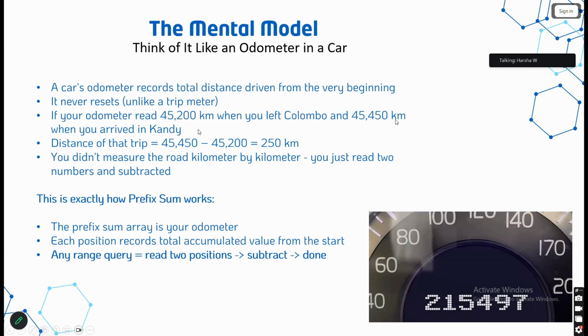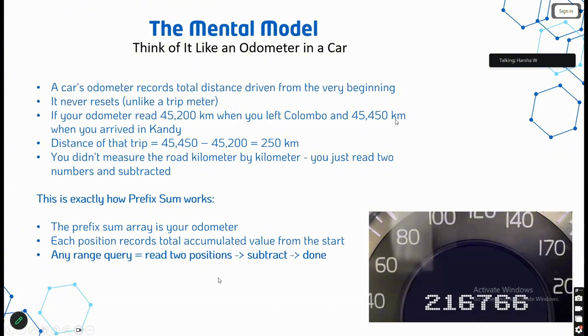Every time I do this calculation, just to see how much fuel I wasted or consumed, not just wasted, this is what you're doing, right? If your odometer reads 45,200 when you left Colombo, and by the time you arrive at Kandy, that's the distance for the trip. You didn't measure by the road, kilometer to kilometer, like we did in our first example. We just subtract by using 2 indexes in our array. That's what we're going to do next. So you just read the 2 numbers and you subtract. And this is exactly how prefix sum is going to work.